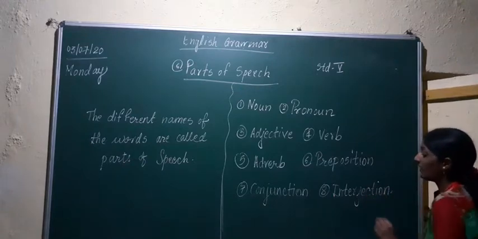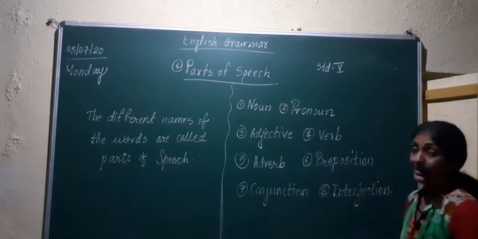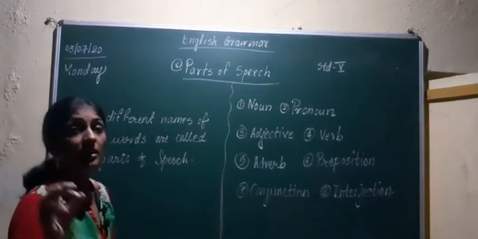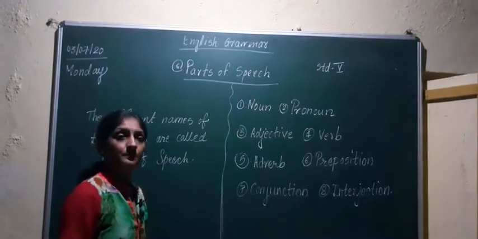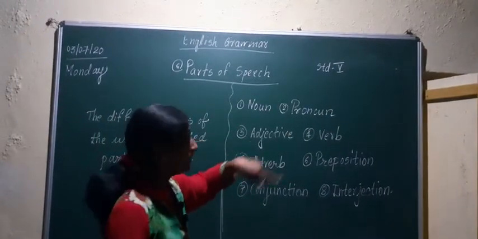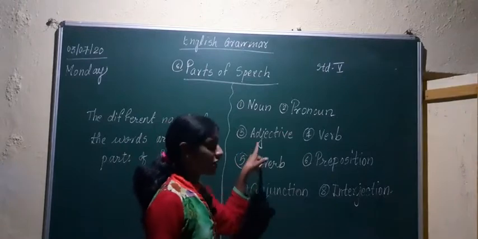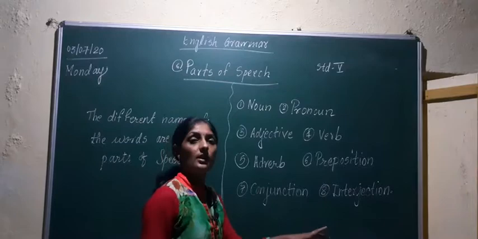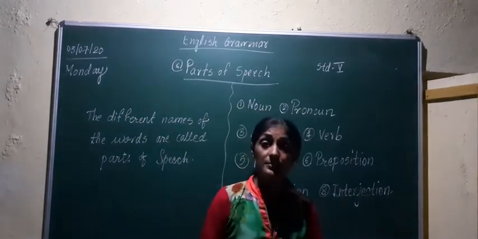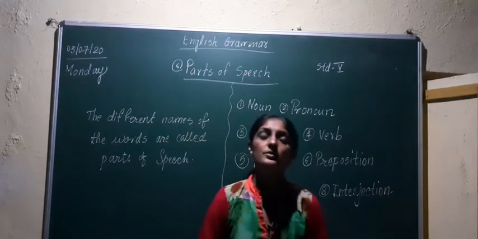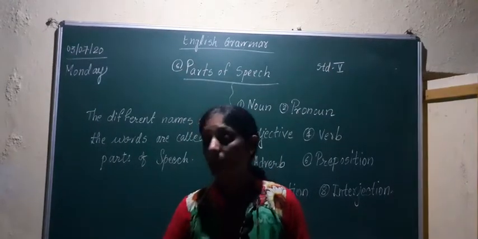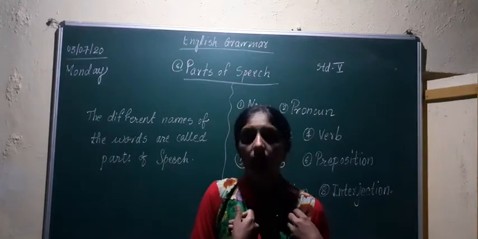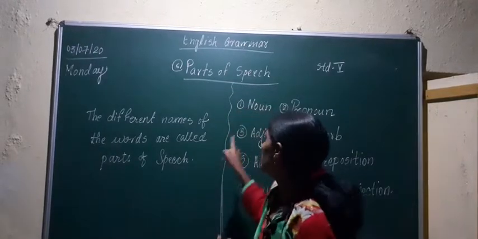In this way there are total 8 parts, or there are 8 different names of the words. Noun is one type, pronoun is another type, adjective, verb, adverb, preposition, conjunction, interjection. They are divided according to the words which we use in English language. Okay. Now nouns. First one is noun.